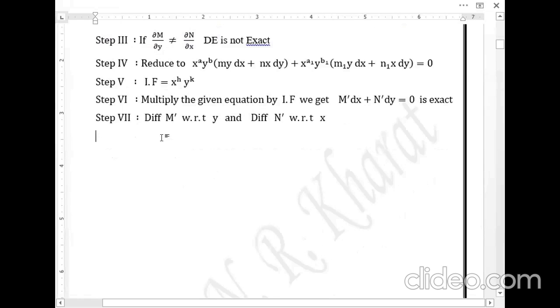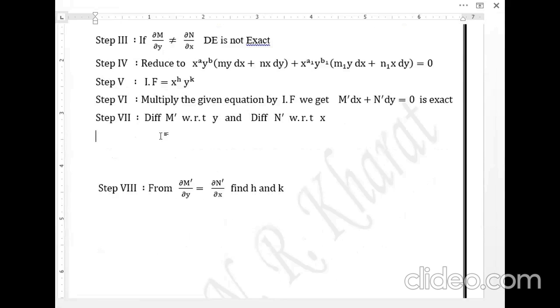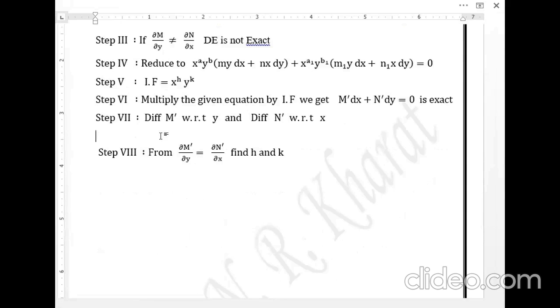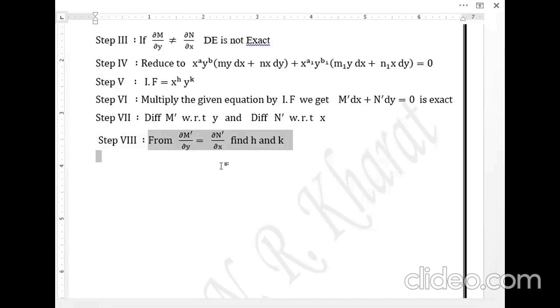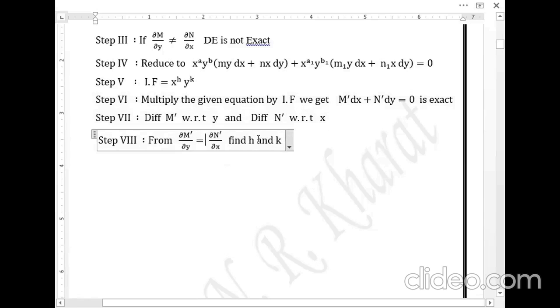Differentiating M dash with respect to y and N dash with respect to x, we get the derivative of M dash with respect to y, dou M dash upon dou y, and this is exactly equal to dou N dash upon dou x. We equate these two because the differential equation becomes exact, and the necessary and sufficient condition says the derivative of M dash with respect to y is exactly equal to the derivative of N dash with respect to x. From this, we can find the values of h and k.